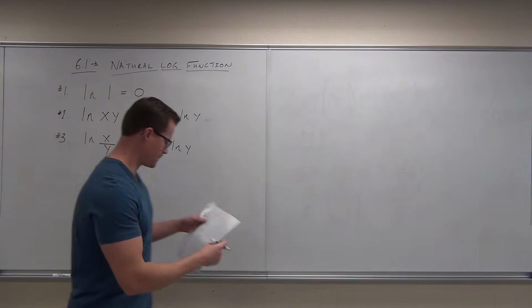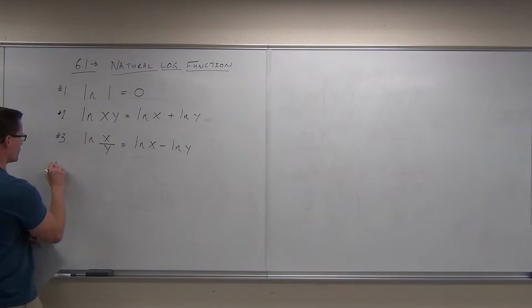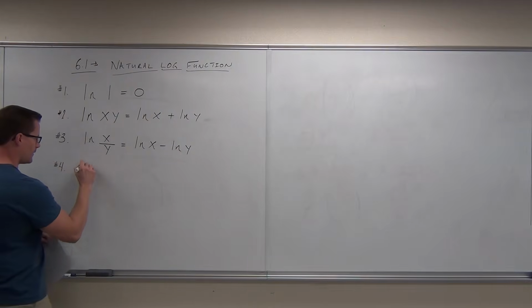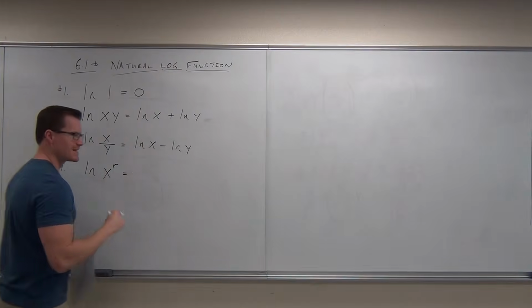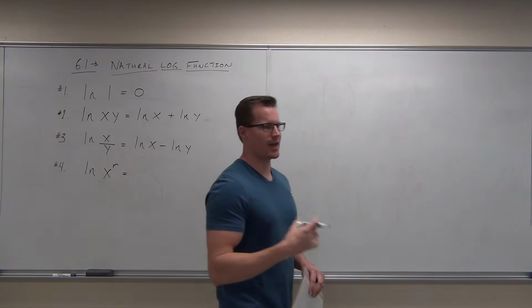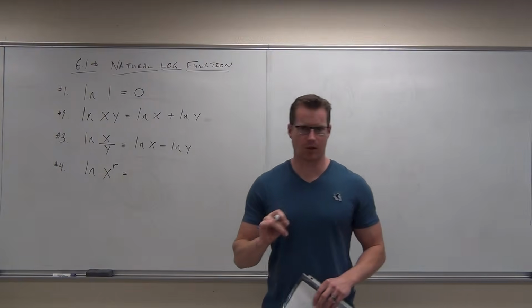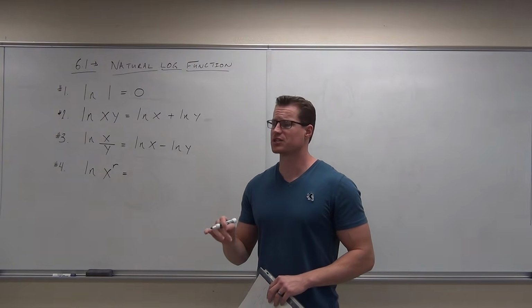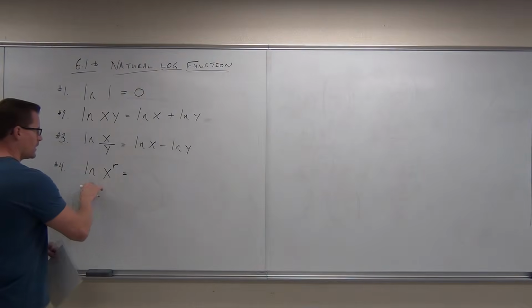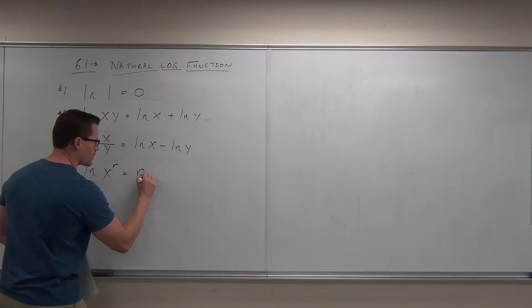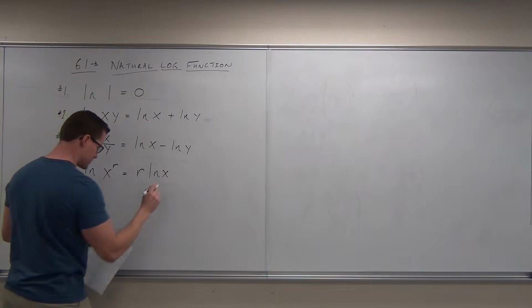Yep. Okay. And last one, this is my favorite one. I love this one. This one's called the power property. It says that anytime you have a logarithm with an exponent in the argument of that logarithm, we can do something with that exponent. What can we do with it? Put it in front of our log. Yeah, that's great. So ln of x to the r, same thing as r times ln x.